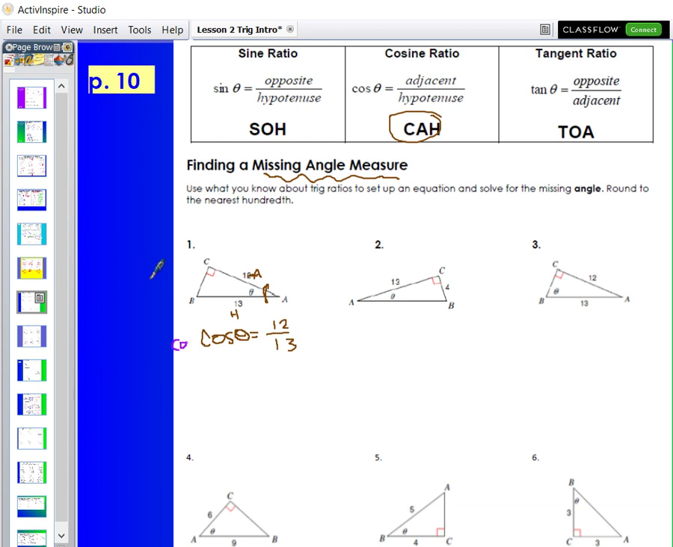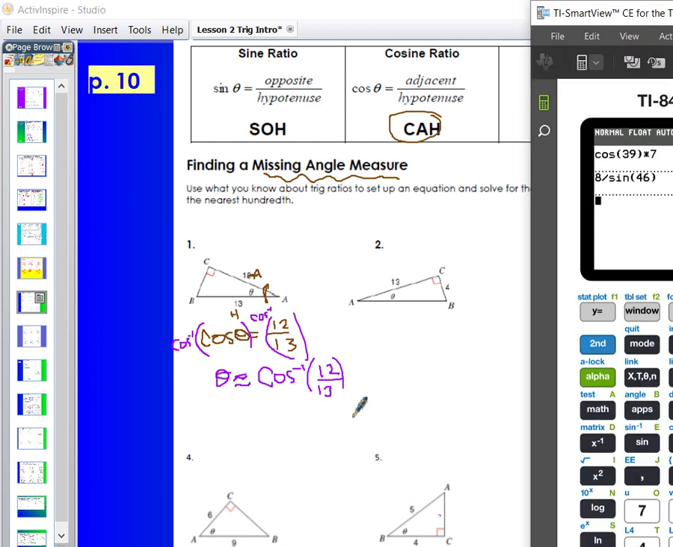So I'm going to take the inverse cosine of both sides. The inverse cosine undoes cosine, and I'm going to do the inverse cosine of this side as well. So cosine and inverse cosine cancel each other out. Theta is what I have on this side. And again, it's kind of approximate, we're rounding. Inverse cosine, so I'm going to type that in my calculator. Cosine inverse of 12/13.